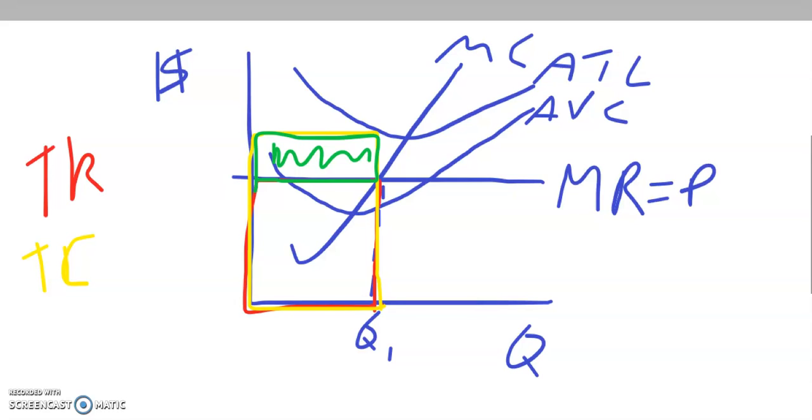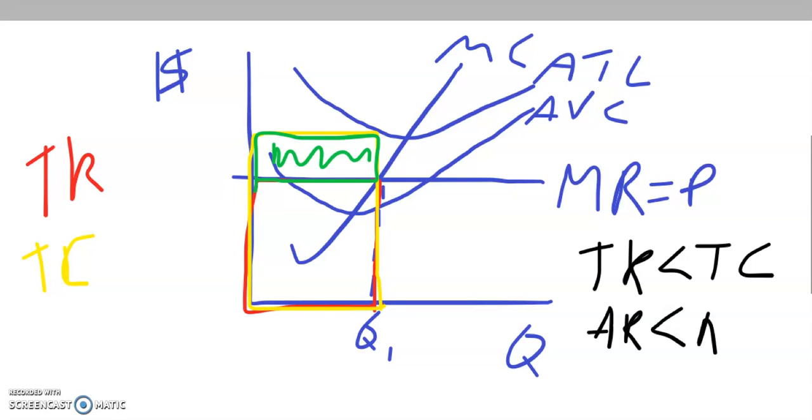So if I asked you to explain this, how would you know this for sure? Well, one way you could say it is total revenue is less than total cost. Another way is average revenue is less than average total cost. Another way, and this is the way that I will say it most of the time, is price is less than average total cost. Okay, so that's how we know this firm is taking a loss, right? Now, one other thing I want you to notice is, well, actually, you know what? We'll come back to that later. All right, so this firm's taking a loss.